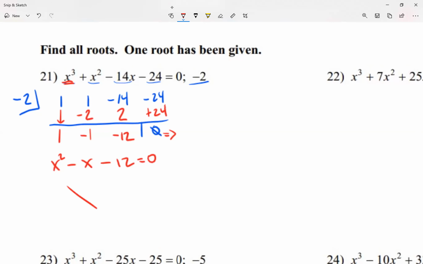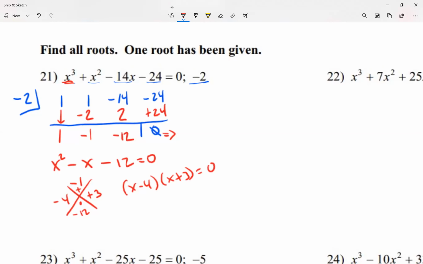I'm thinking of two numbers that when I multiply them is equal to -12. You guys see where I got the -12 from. But when I add my numbers is -1. That's the term in the center. Okay, so I'm gonna think, how about -4 and +3? When I add them is -1. When I multiply them is -12. So this thing factors to (x minus 4)(x plus 3) equal to 0.